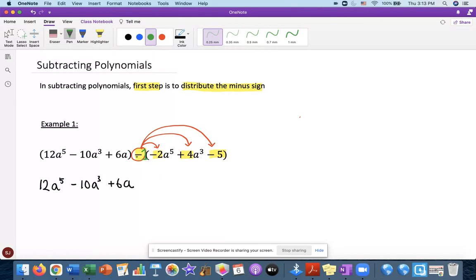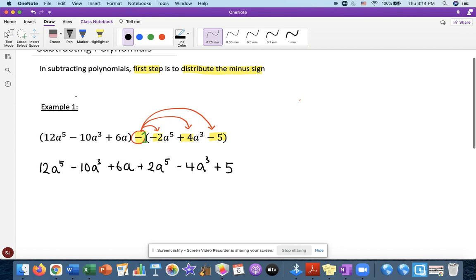Technically this is negative 1 times negative 2, which is positive 2, right? So that's positive 2a to the fifth. Second is negative 1 times positive 4, which gives us negative 4a cubed. And lastly, negative 1 times negative 5, which is positive 5. All right, so this is what we have. Let's go ahead and see what we have from here.